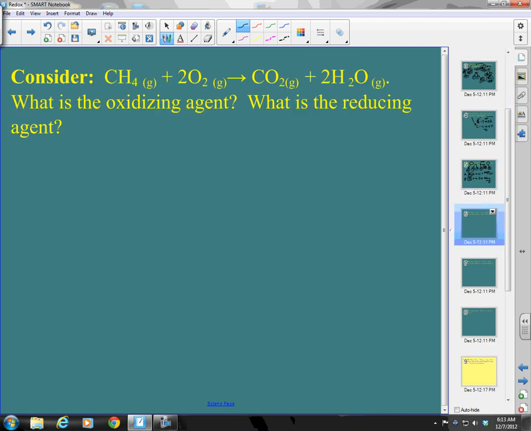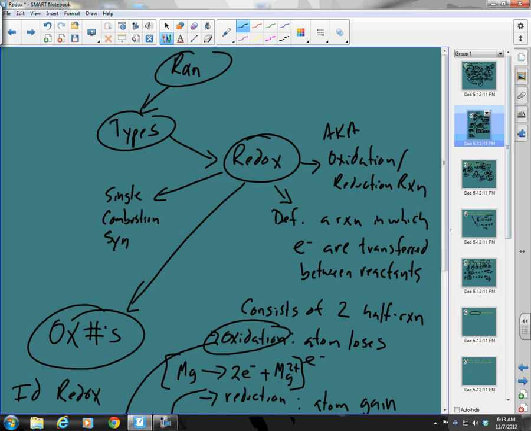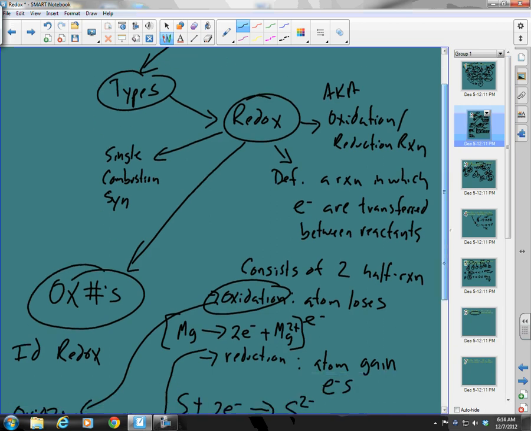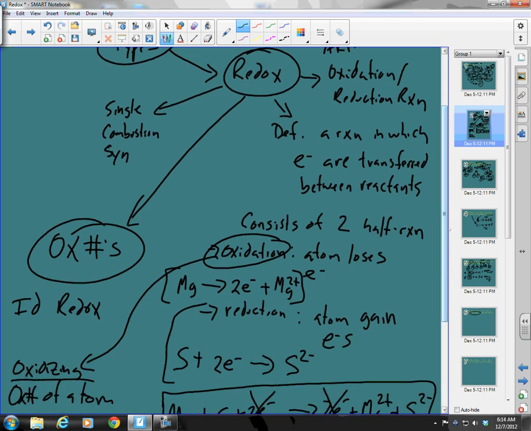Ooh, what is the oxidizing agent? Ay, caramba. And reducing agent. We got some new words here, don't we? We have some new words. That means we must have some new notes. All right. Now we have here in redox.